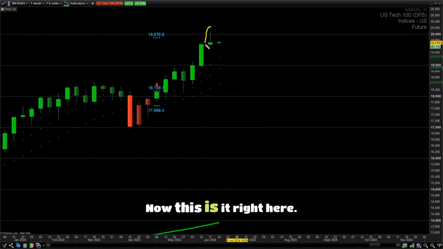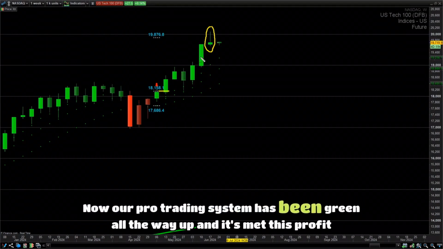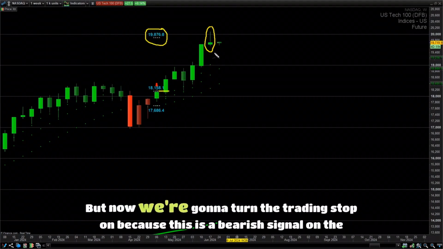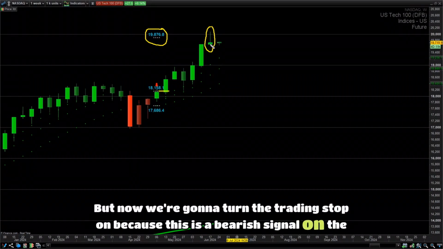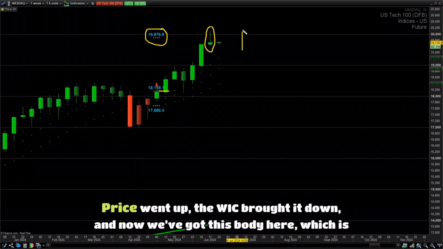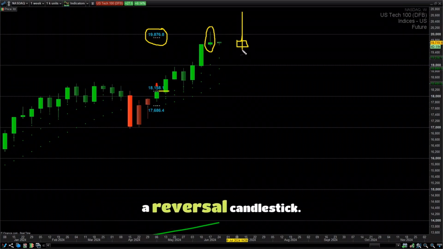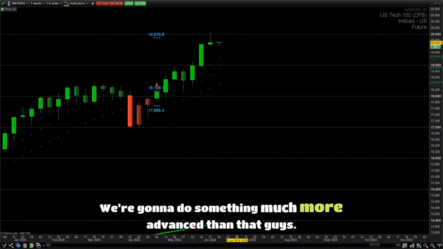Now, this is it right here. It's called a shooting star. Now, our Pro Trading System's been green all the way up, and it's met this profit target. But now we're going to turn the trailing stop on, because this is a bearish signal on the NASDAQ. It's a shooting star. Price went up, the wick brought it down, and now we've got this body here, which is a reversal candlestick. A traditionalist would be short below the low of that shooting star with the stop at the high. We're going to do something much more advanced than that, guys.